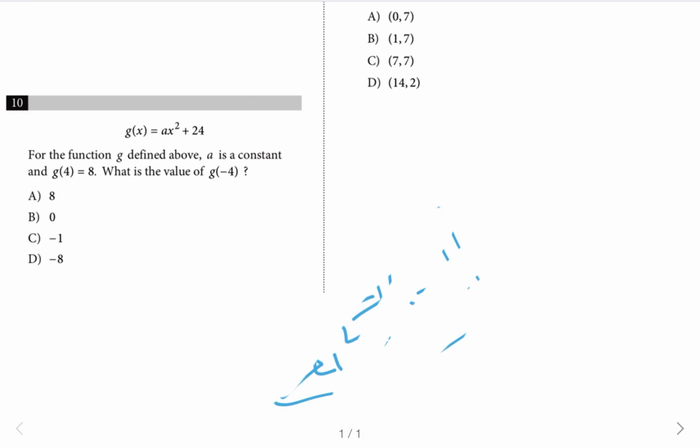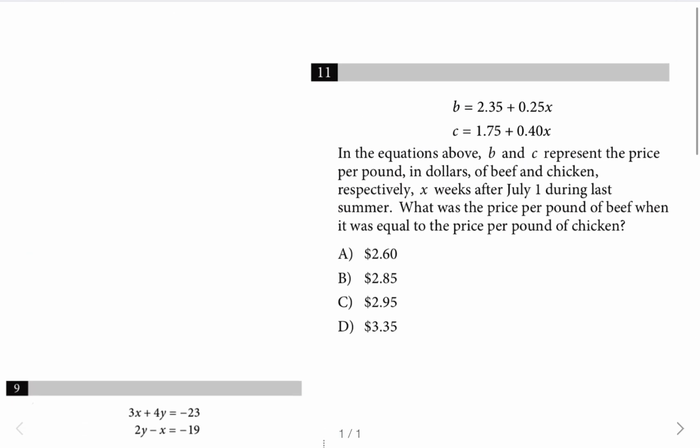Next is question 11. So question 11 is saying, in the equation above, B and C represent the price per pound in dollars of beef and chicken, respectively, x weeks after July 1st during last summer. What was the price per pound of beef when it was equal to the price per pound of chicken? So they're asking, what was the price per pound of beef when it is equal to the price per pound of chicken?